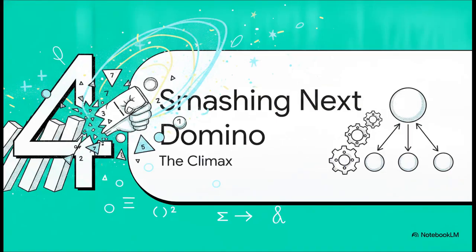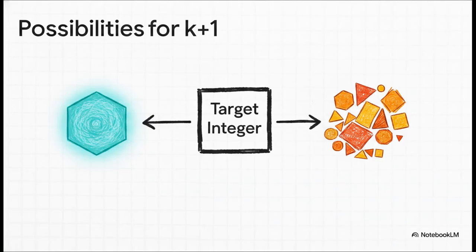We are building a massive, unbroken block of truth to work with. Now for the climax, smashing the next domino. This is where the magic happens. To keep our logic completely airtight for the very next integer, which we'll call k plus 1, we have to split the possibilities. Our target integer absolutely must fall into one of 2 distinct categories. It is either a prime number itself or it's composite, meaning not prime. In our integer universe, there are literally no other options.